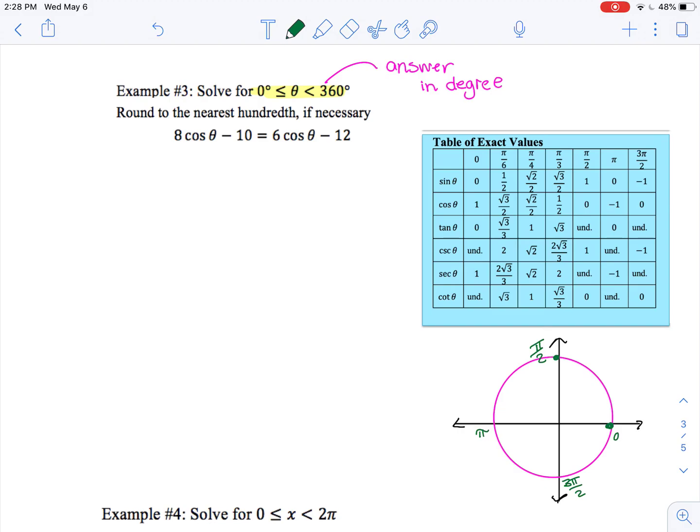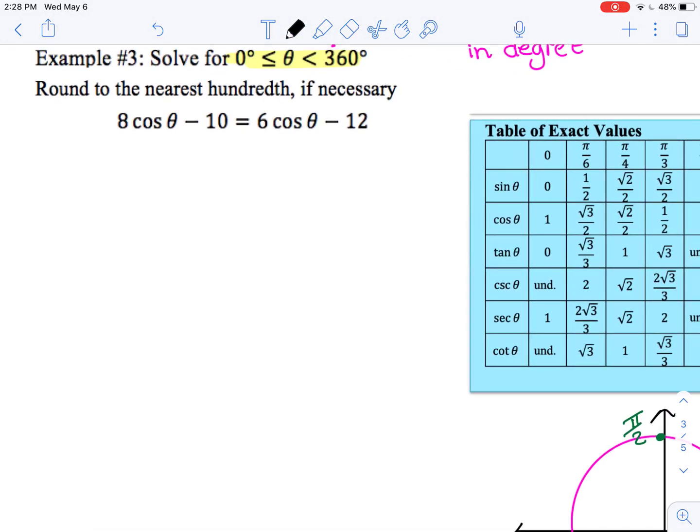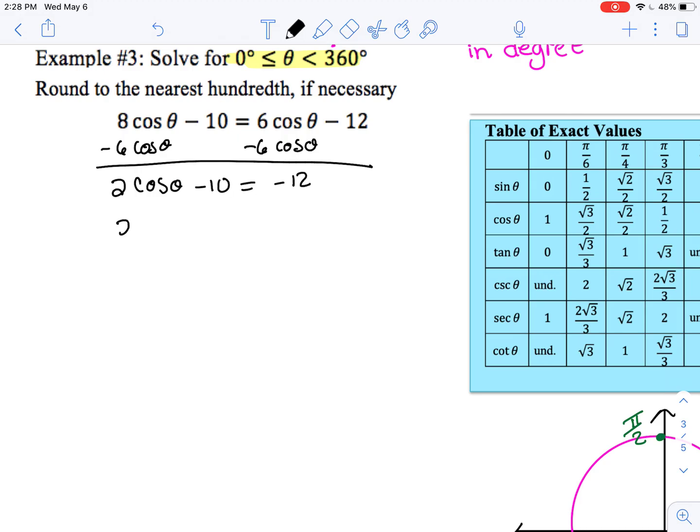We need to use our algebra skills here to get the trig ratio by itself. So I'm going to go ahead and subtract 6 cosine theta. So I'm going to get 2 cosine theta minus 10 equals negative 12. Add 10 to both sides. I'm going to get negative 2. Divide by 2. I'm going to get cosine of theta is equal to negative 1.